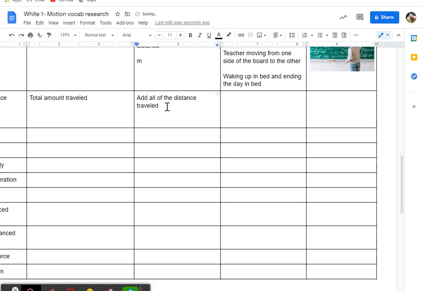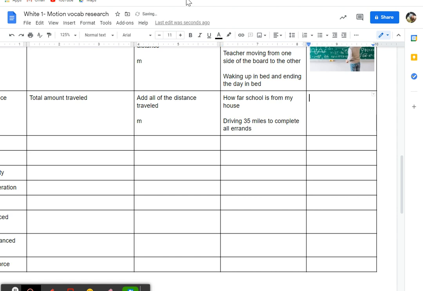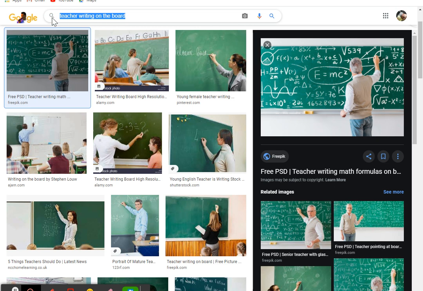So if we're talking about distance, what do we measure that in? Meters, yes. All right, what would be an example? What's an example of distance? Anybody? Guys at home, don't forget you can participate. I said like the units of measurement. I put how far the school is from my house. Okay. Good. So the unit of measure would go in the second one, Ryan. Okay. Good. How about driving 35 miles to complete all errands?